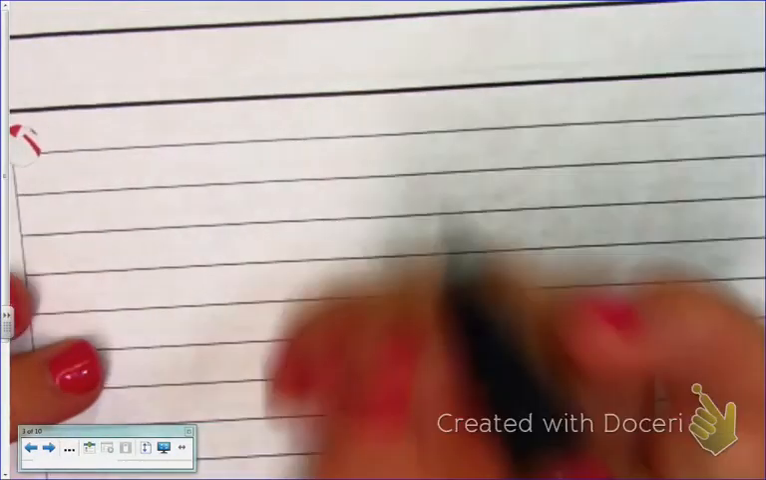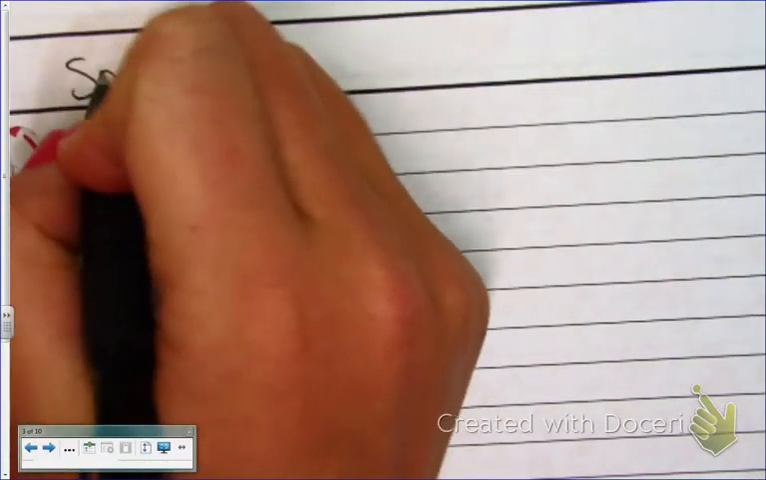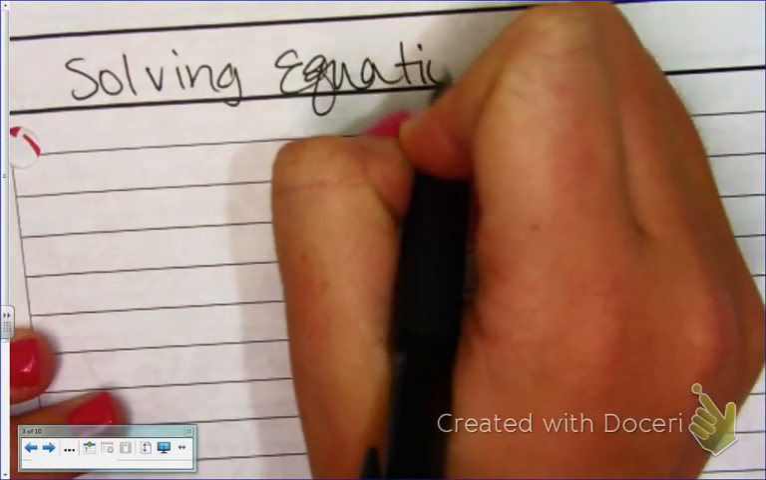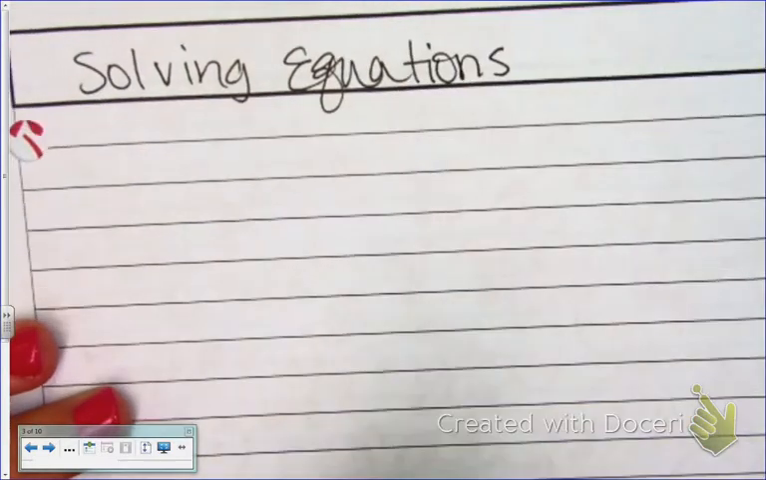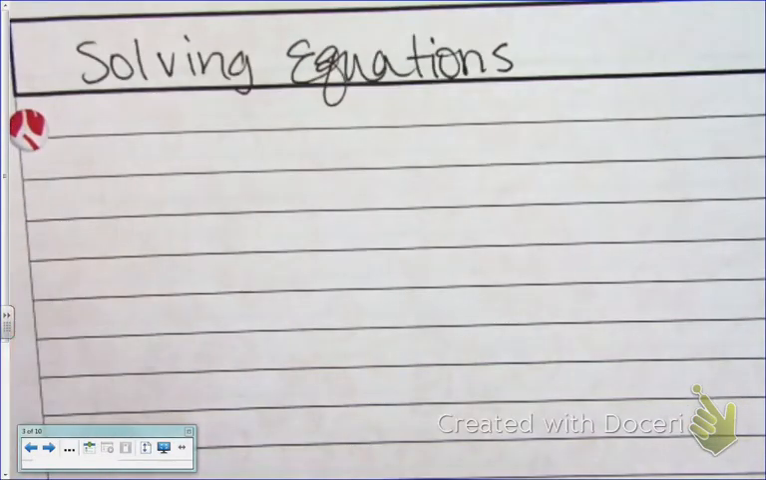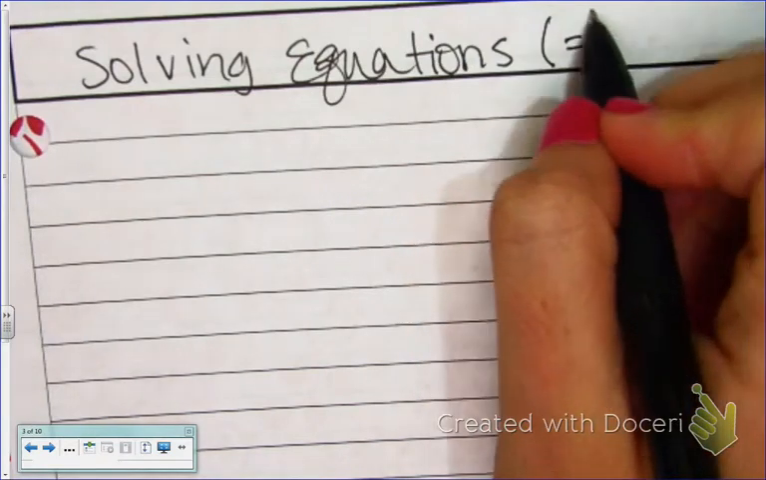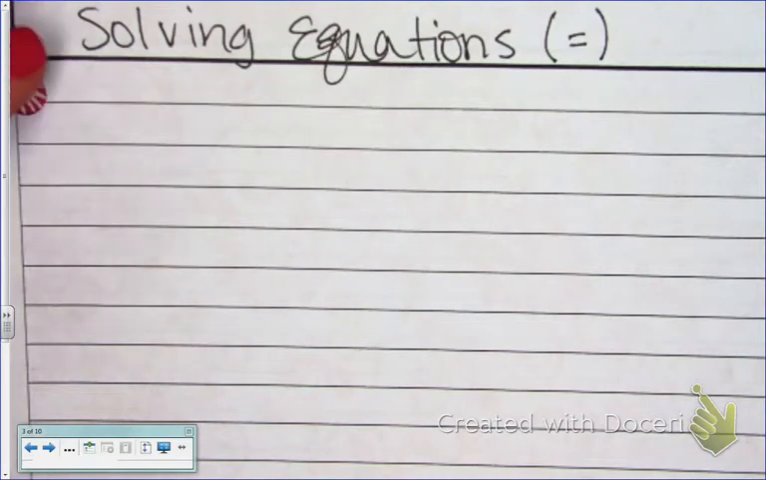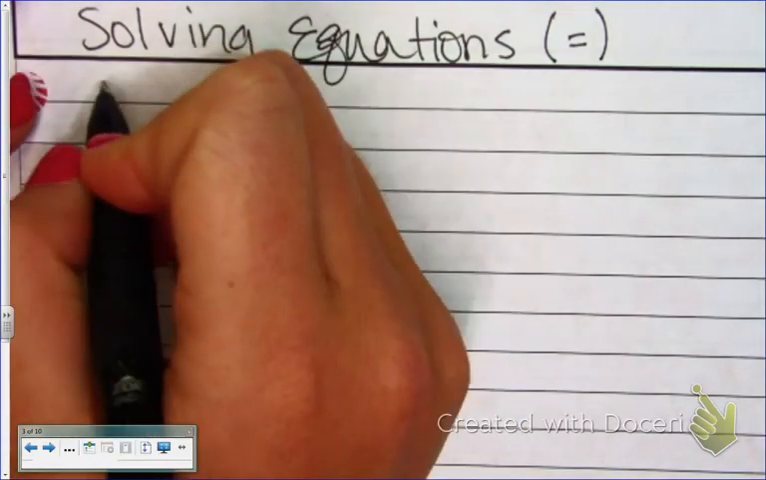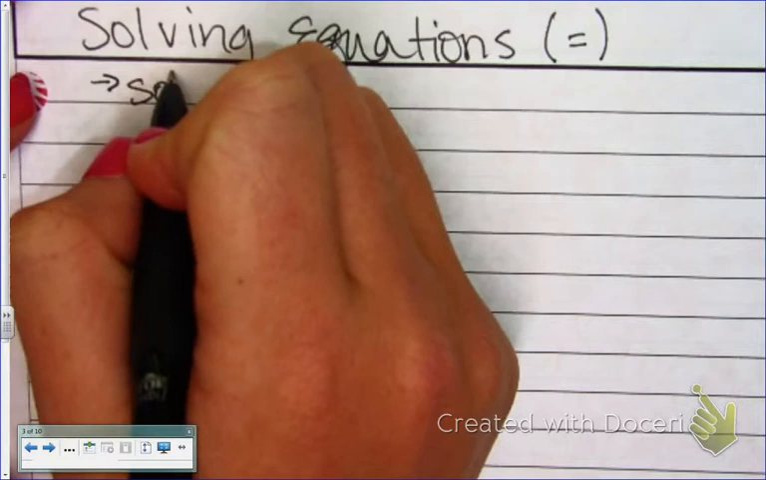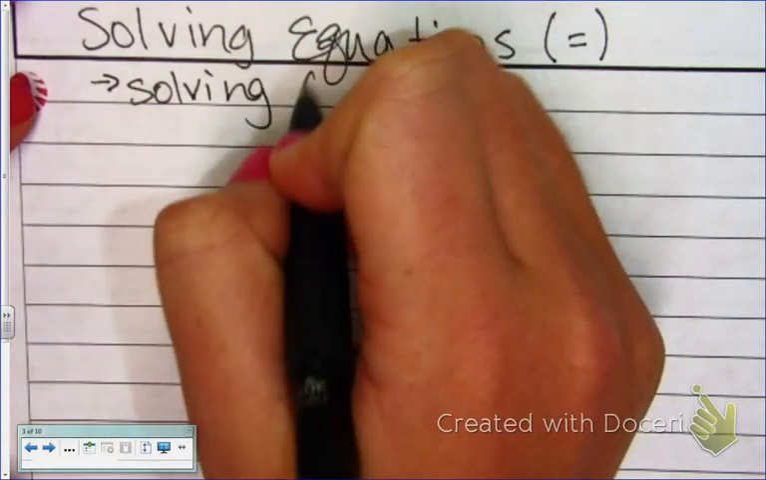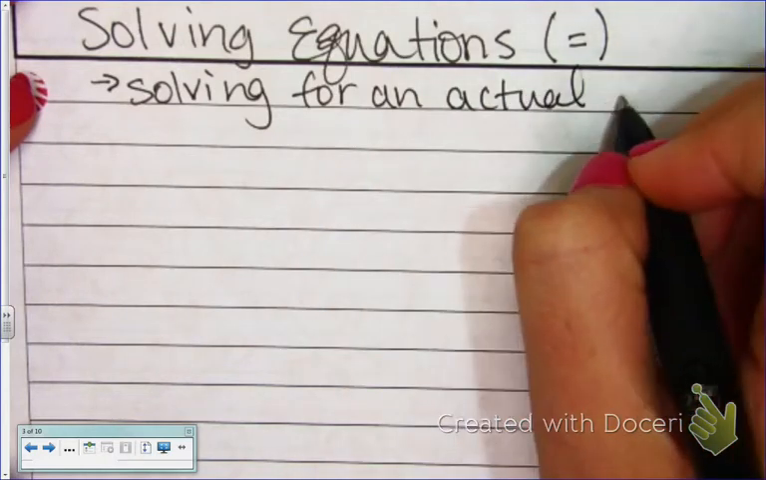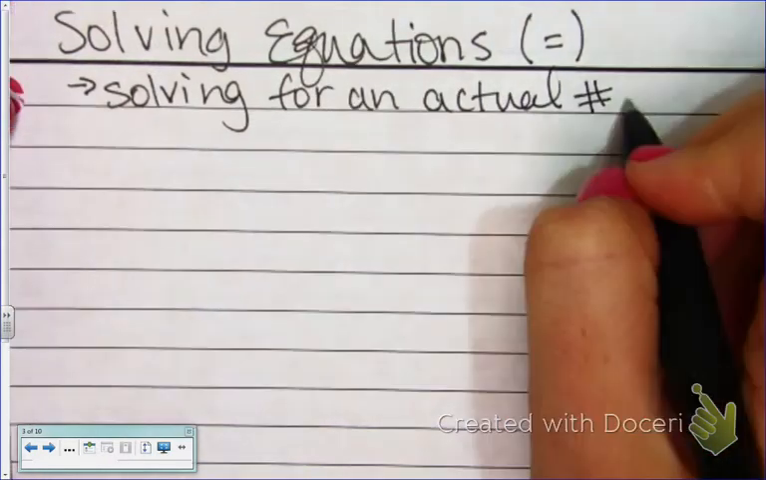Okay, so we are going to start with solving equations. The difference between solving equations and simplifying expressions is that you're going to notice that they have equal signs with them, so it's not just combining your like terms or distributing. So we are actually solving for an actual number or value.